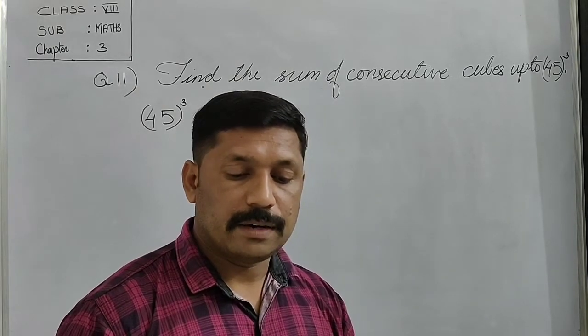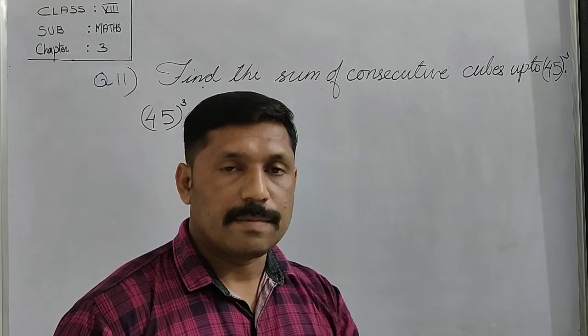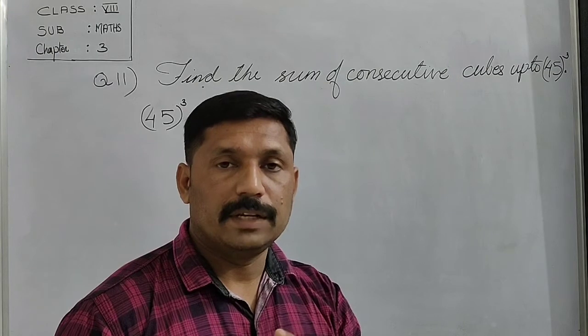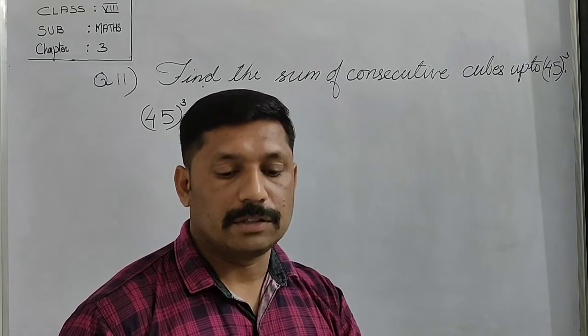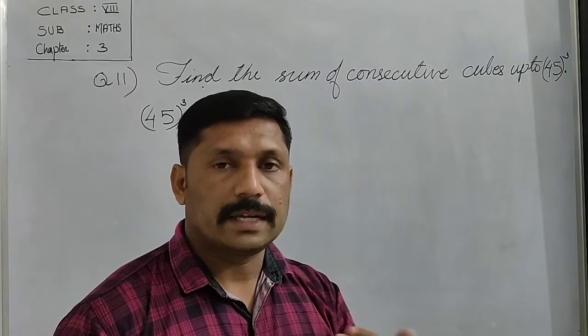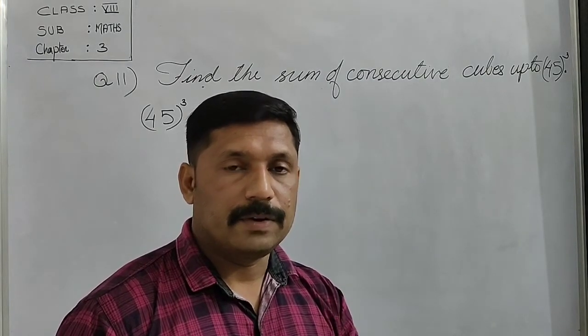And question number 10, find the unit digit of a cube of the following numbers. Some numbers are given, and in the cube of these numbers, what will be the unit digit? Unit digit property you study. If any number ends with 1, then its cube also ends with 1. Like that, some properties you have studied. So based on that property, you can write it.